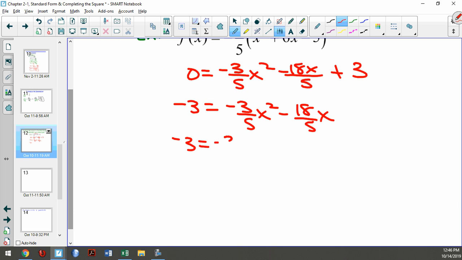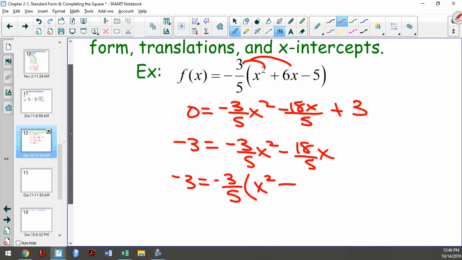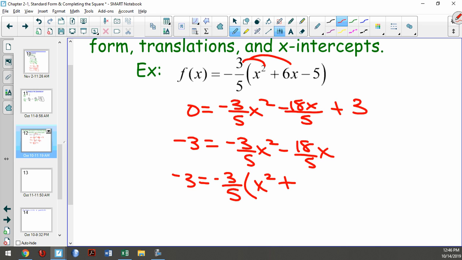So if I pull out negative 3/5, what remains is x squared plus, sorry, plus. Do you see up here? That's exactly what you're going to have, because that's what it was before. Do we see that, yes or no? Yes, ma'am.